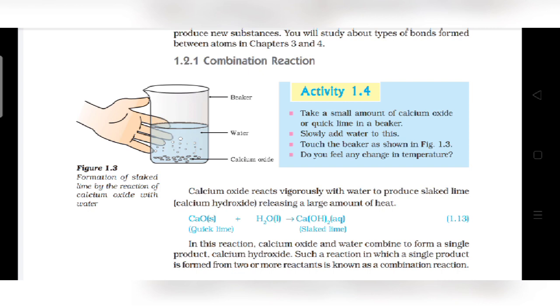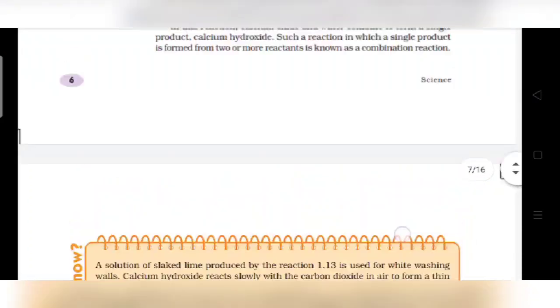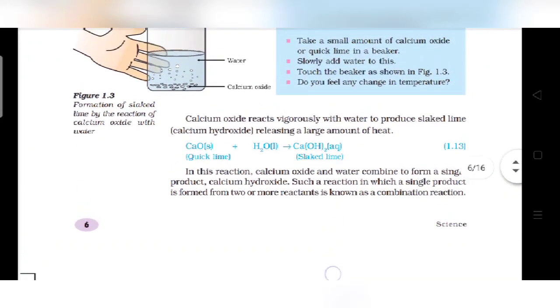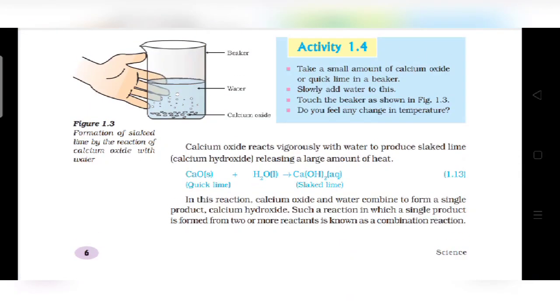Yes. The beaker gets heated up. This is because the reaction is a combination reaction, and further it is an exothermic reaction. We'll discuss later what an exothermic reaction is. Let's take the example calcium oxide, that is CaO. When it reacts with water, it forms calcium hydroxide, or slake lime.